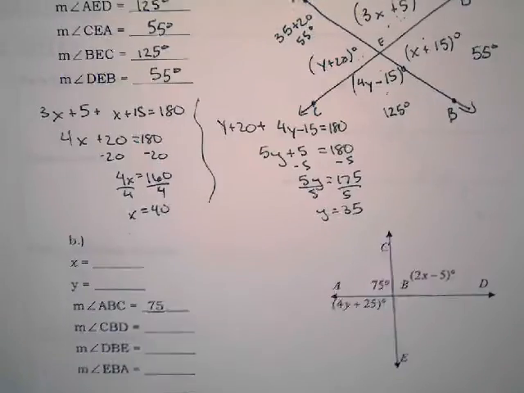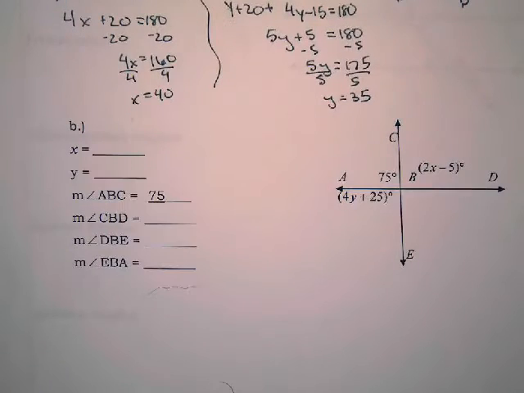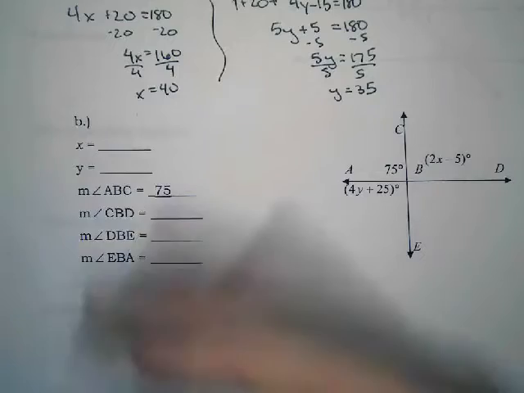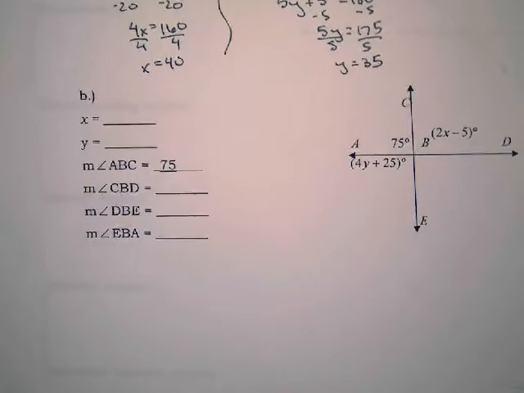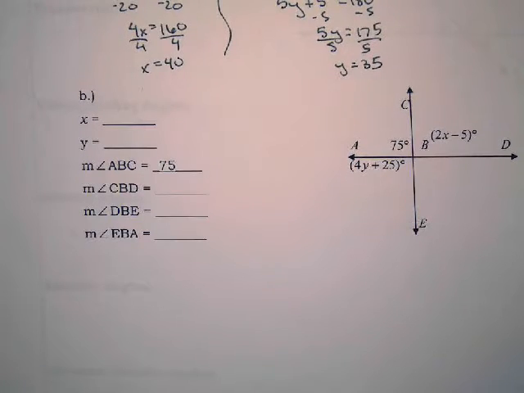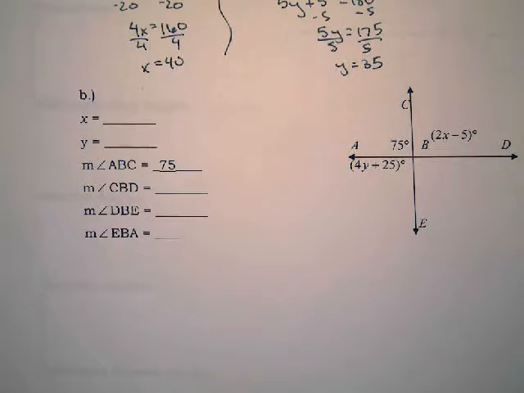So for letter B, what I'd like you to do is try this on your own. Try to figure out, should I be using vertical angles? Should I be using supplementary angles, complementary angles? What is the best method to solve these problems? So pause right here and try this on your own. So hopefully you tried this on your own.